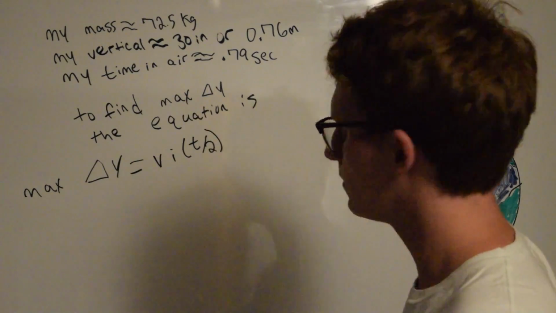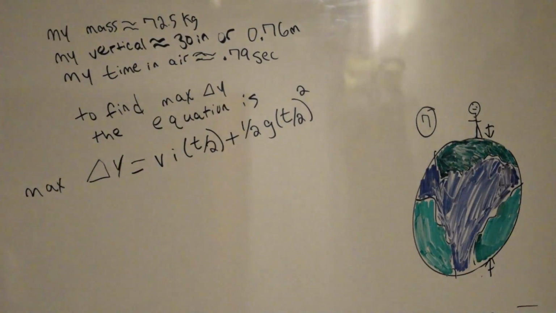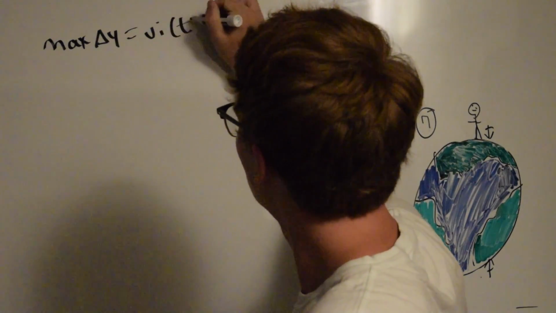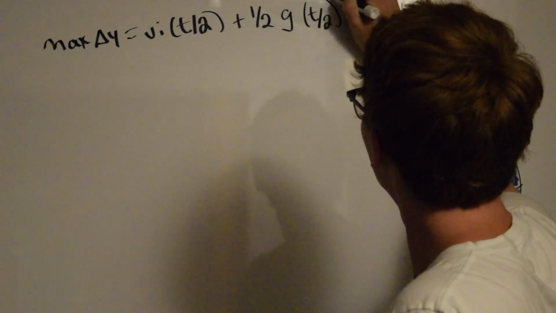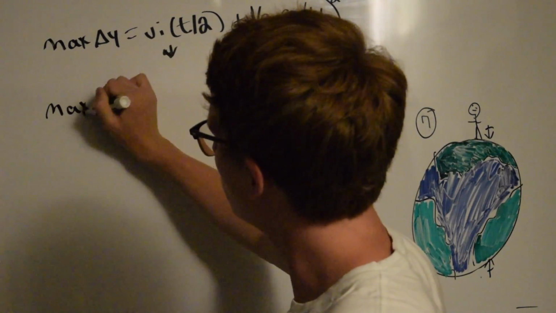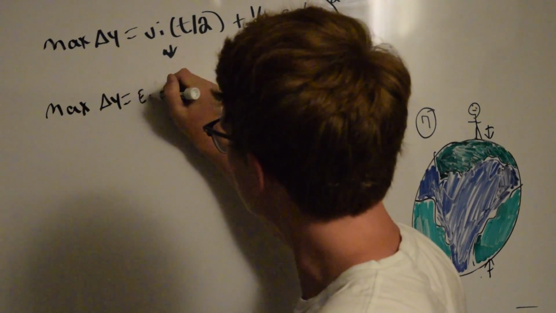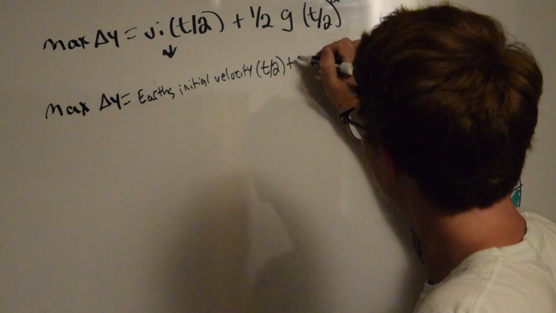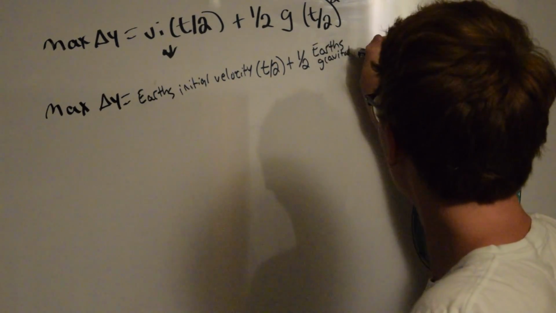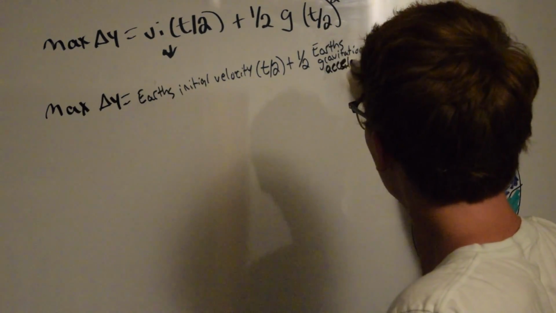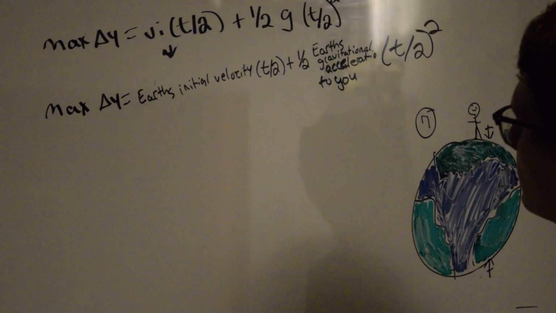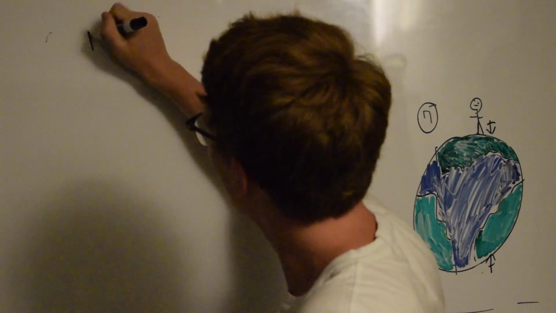So to find this, the max change would be initial velocity multiplied by time in the air divided by 2, plus 1/2 gravitational pull multiplied by time in air divided by 2, squared. And then here I'm just rewriting the equation to make it cleaner, and writing the units more specifically on what they need to be, such as this initial velocity needing to be Earth's initial velocity when you jump off of it, because you do move Earth when you jump off of it. And then the g would be Earth's gravitational acceleration to you, so it's not going to be negative 9.8 like it is for you on Earth.